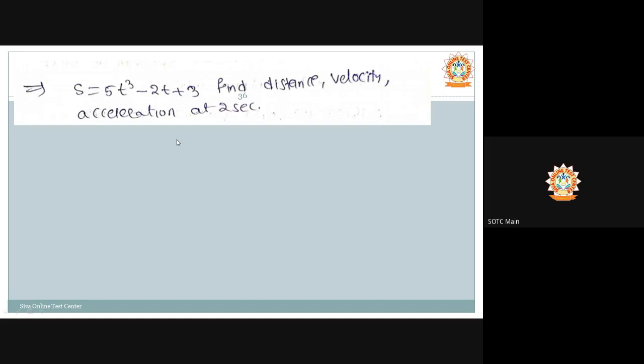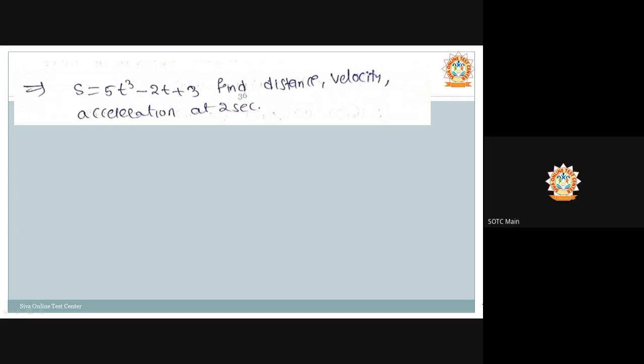Just substitute it. If you want to find the distance, just substitute t as 2 in the S equation. Velocity is equal to 58. Yes, velocity is 58 meter per second. Then find the acceleration as well. Simple. 12, sir.